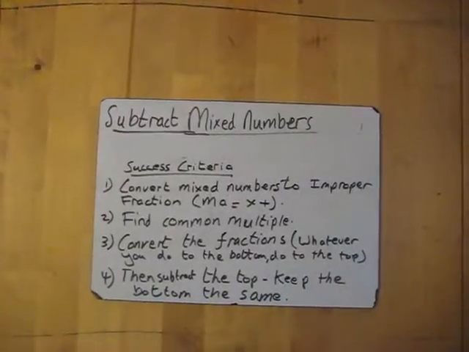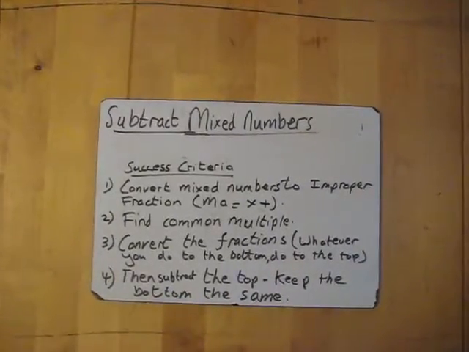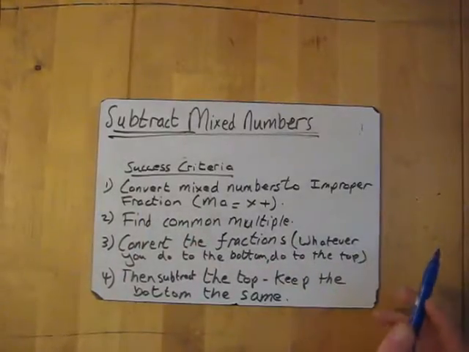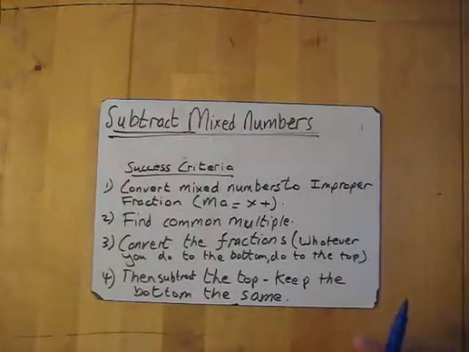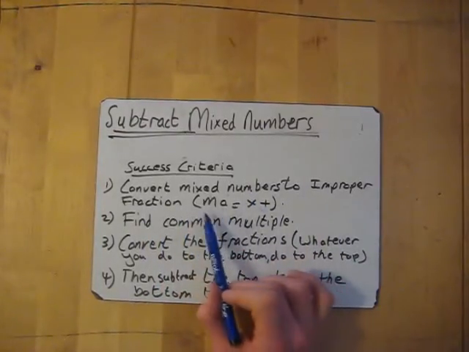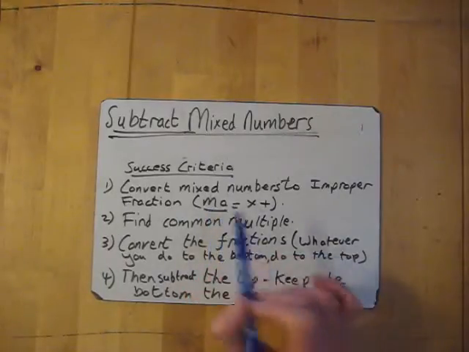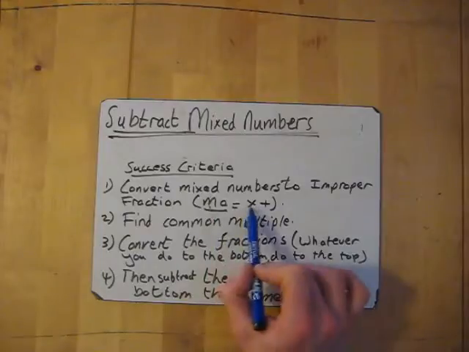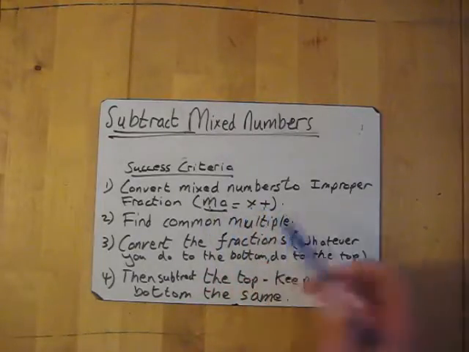Right, we're going to have a go at subtracting mixed numbers. So, success criteria for this, very similar to adding mixed numbers as well. It's all about converting the mixed numbers to improper fractions. Now to do that, you need to remember, for a mixed number, you need to ask your MA for help. Now MA stands for multiply and add, and I'll show you how to do that.